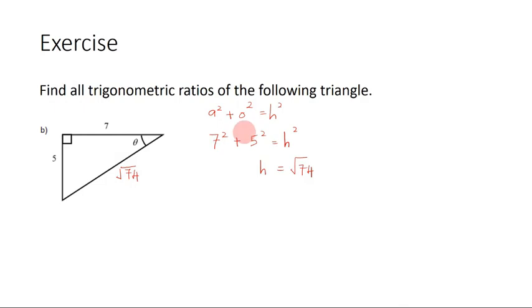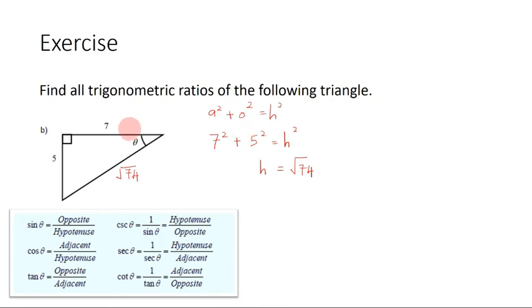And to find all the trigonometric ratios, again, we need to remember this formula. So by substituting all the information that we have in this formula, we get sine theta is equal to 5 over square root of 74, where sine theta is equal to 1 over cosecant theta. Therefore, cosecant theta is equal to square root of 74 over 5.